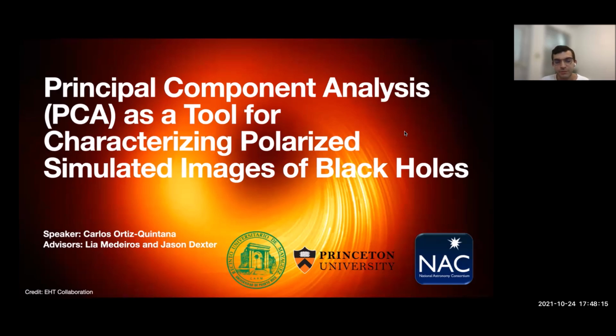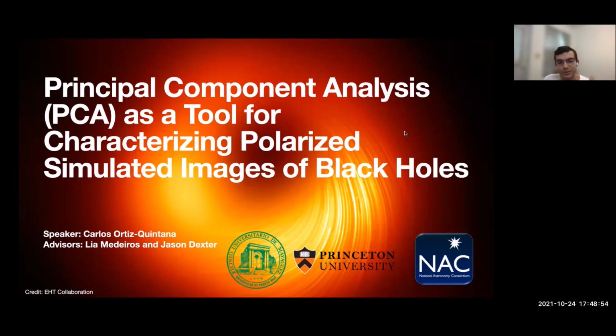So my mentors for this project were Leah Medeiros and Jason Dexter, and the site of this research was Princeton University. The title is Principal Component Analysis as a tool for characterizing polarized simulated images of black holes. Probably the first thing that stands out on this slide is the background image, right? As some of you know, this is the recent polarimetry results released by the EHT collaboration a couple of months ago. I believe it was released around May.